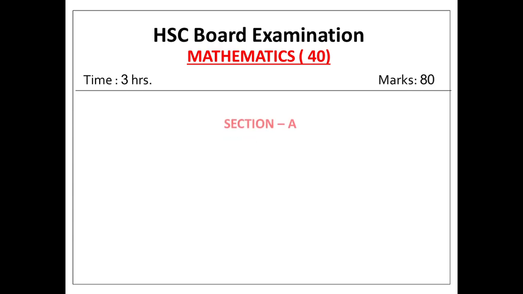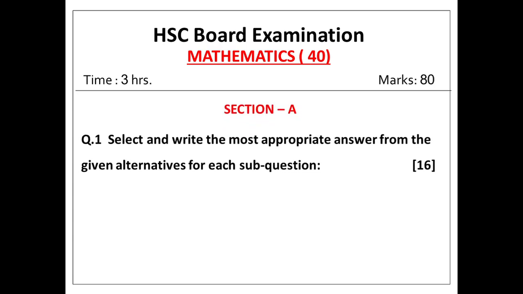Now your paper will be like this. In section A, question number 1, select and write the most appropriate answer from the given alternatives for each sub-question. The total marks are 16. So in this, first to 8 sub-questions are there, which are multiple choice questions, each having 2 marks. Here the first 4 are from paper 1 and the next 4 from paper 2.